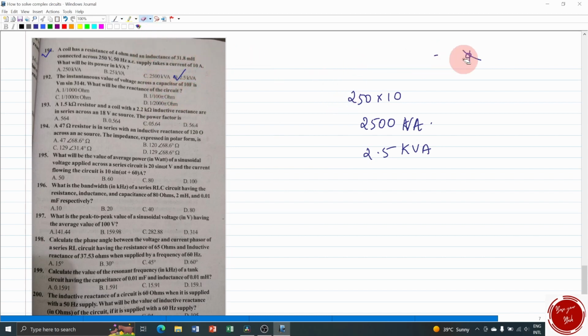Next question. Instantaneous value of voltage across a capacitor of 10 farad is Vm sin 314t. What will be the reactance of the circuit?